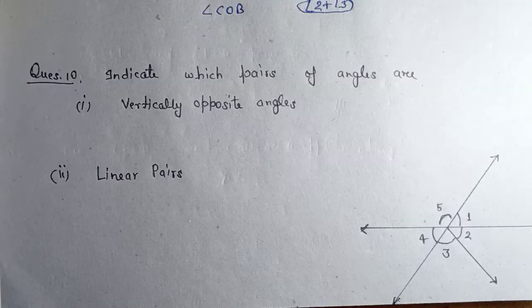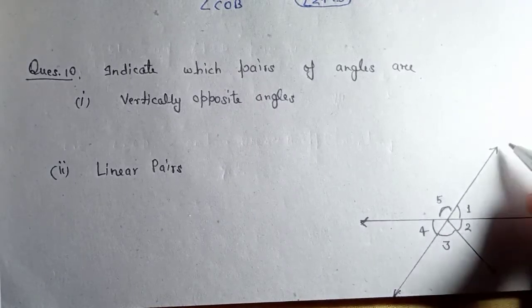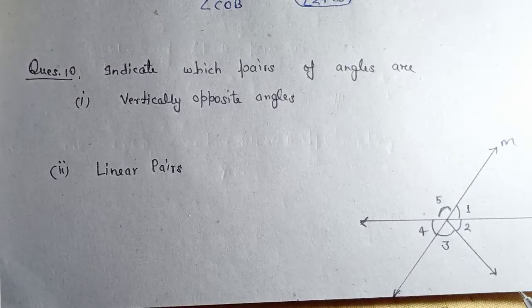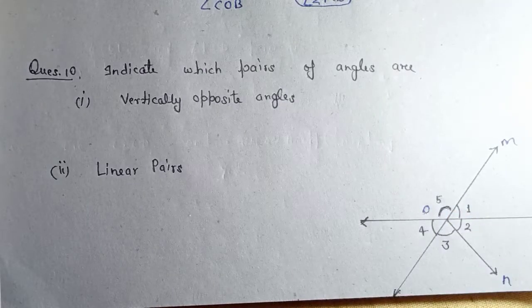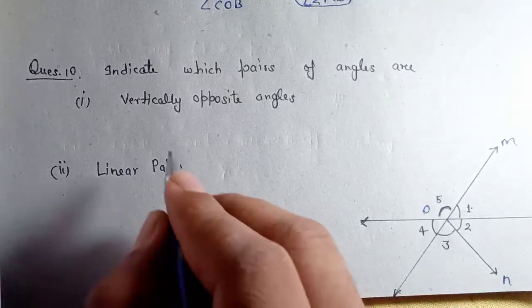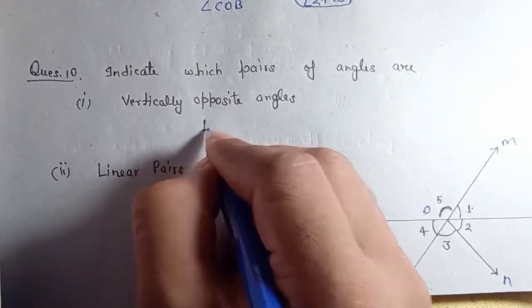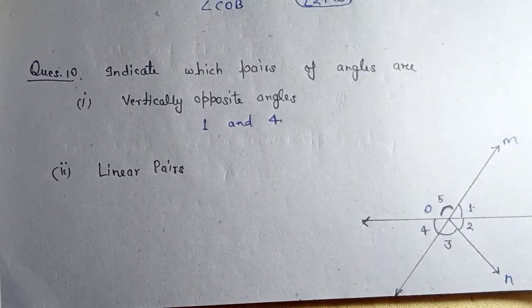Now we have question number 10. Indicate which pairs of angles are vertically opposite angles. You can see here, if this is line L, this is M, and this is ray N, and the point is O, you can see right now M and L make two angles, 1 and 4, as vertically opposite angles. So you can write angle 1 and 4 are vertically opposite angles.